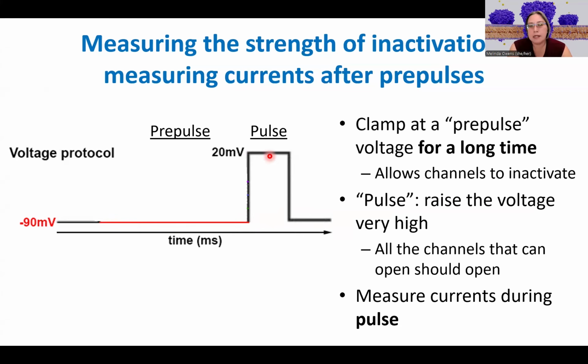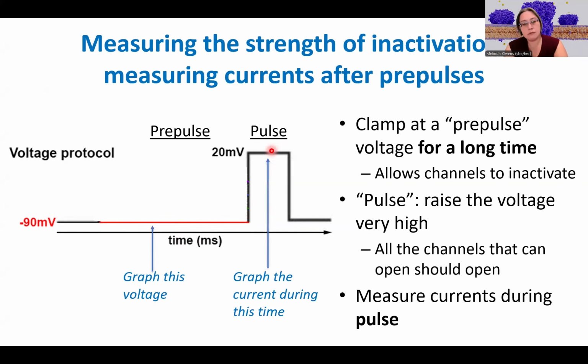So the idea here is that by having a very long pre-pulse, you're allowing whatever channels will inactivate to inactivate at that stage. And then during the pulse, you measure who can open, right? So if channels were inactivated over here, they wouldn't be able to open during the pulse, and that would decrease the current during the pulse.